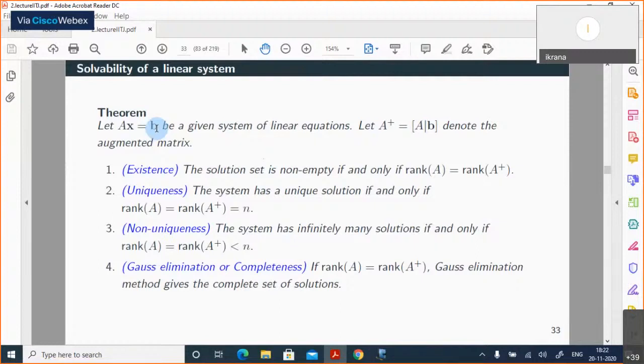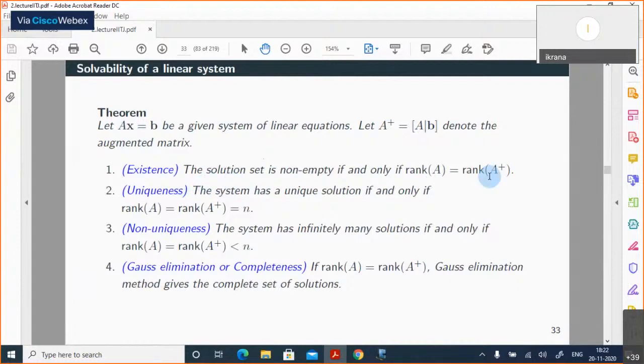So we have two matrices, A and A plus. A is m cross n and the augmented matrix is m cross n plus 1, because one more column has been added. So the system has a solution if both have equal rank.